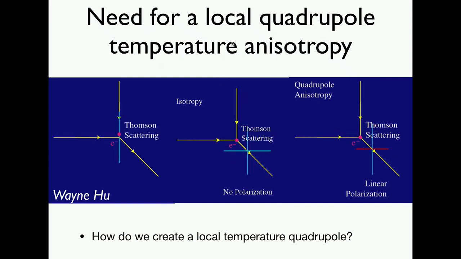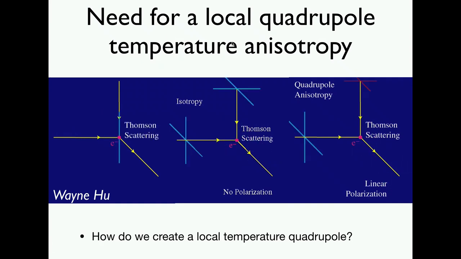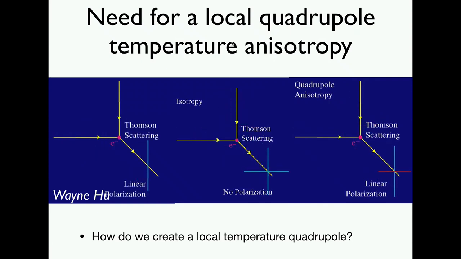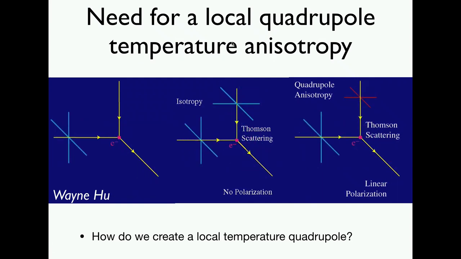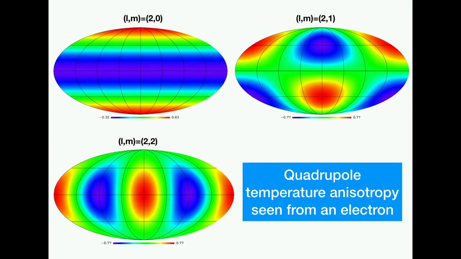If you combine the light, then yeah, there's no polarization. But if the electron is surrounded by anisotropic radiation, a quadrupole, if the electron sees hot and cold, I'm an electron, I'm surrounded by a quadrupole, I scatter light, and my light is coming toward you. That light is polarized. Okay? So that's what you need. You need quadrupole temperature anisotropy seen from an electron.